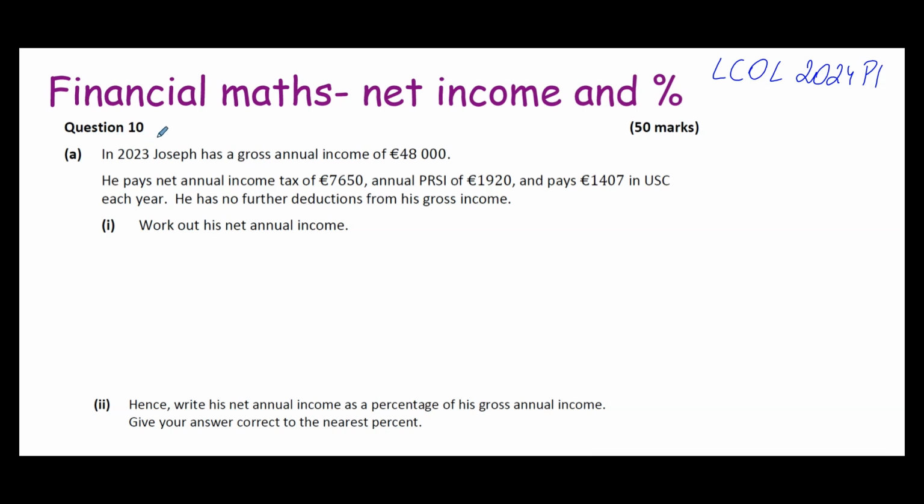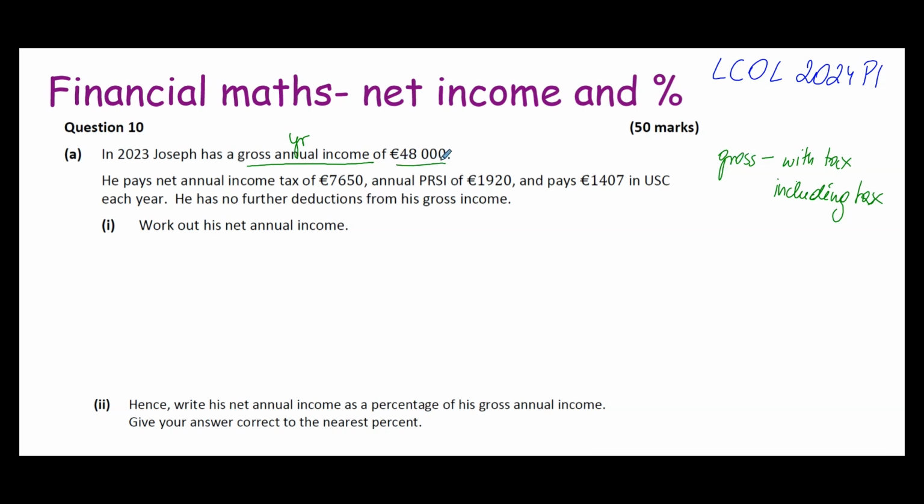In 2023, Joseph has a gross annual income. So that's the first thing for us to consider. What does that mean when they are saying gross annual income? Annual means yearly. Income means what he is earning. But what about gross? Gross means that it is with tax, or including tax. Basically, gross indicates that there is tax in that value.